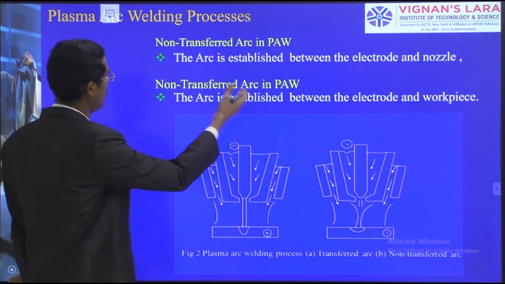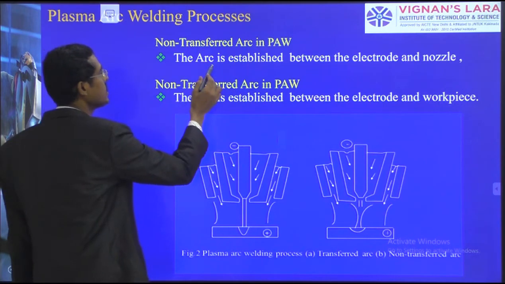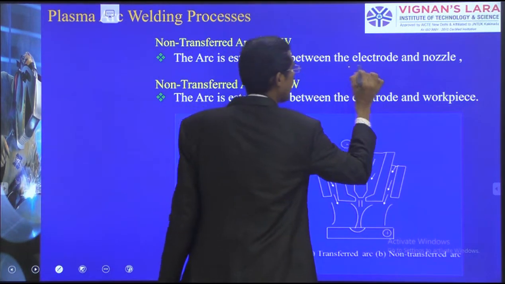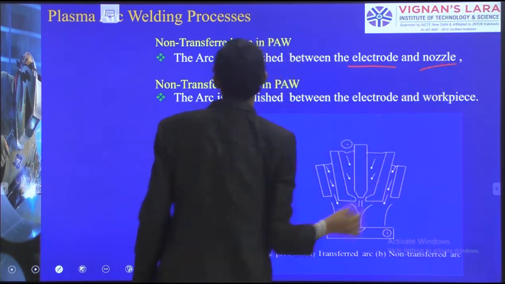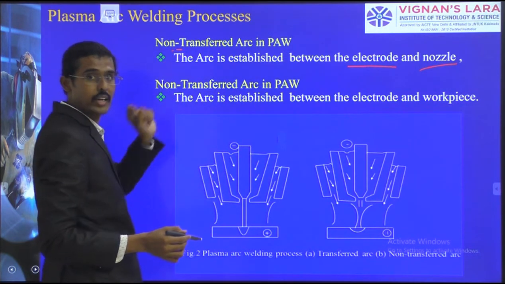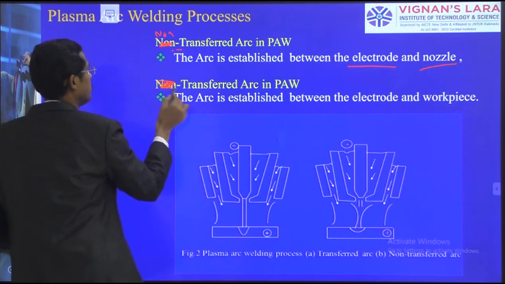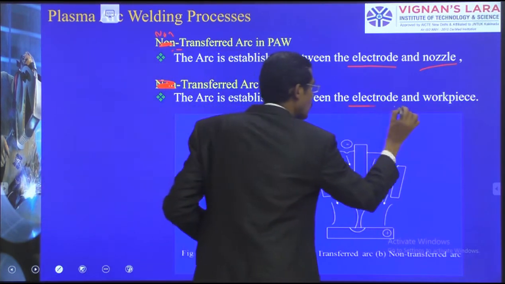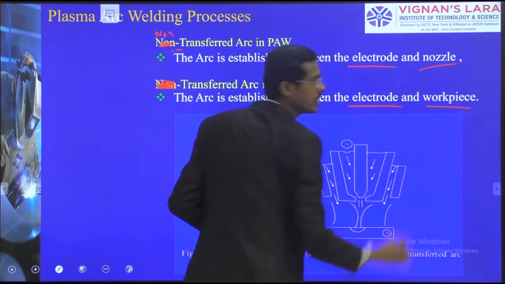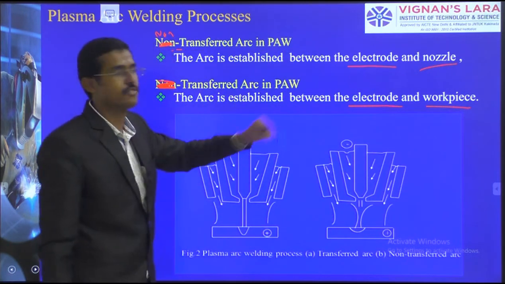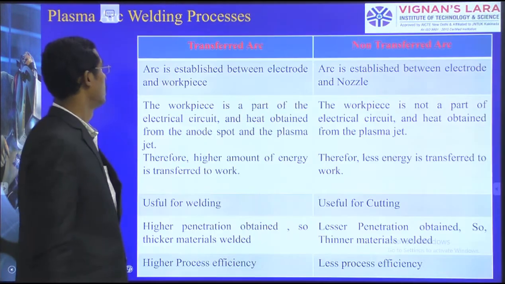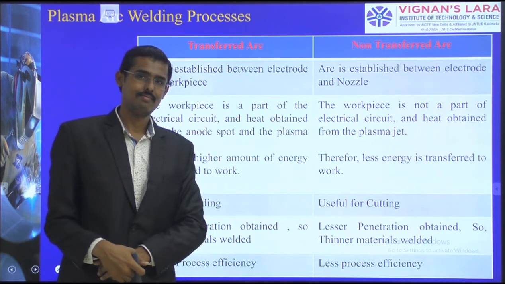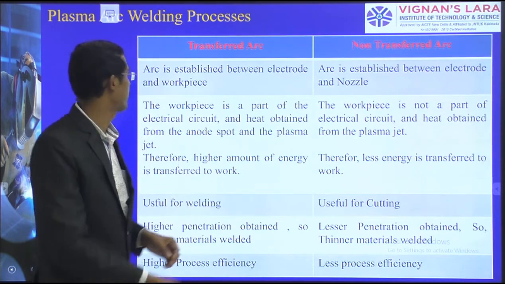So that is the same as what I have given. Non-transferred: the arc is established between the electrode and the nozzle. Now we understand. This is transferred: the arc is established between the electrode and the workpiece. It is a transferred arc. Now I want to compare these two in table format.